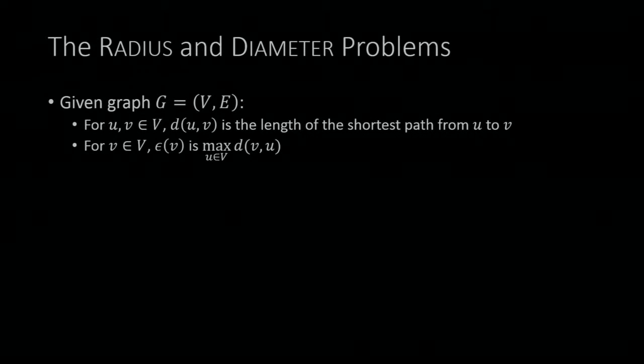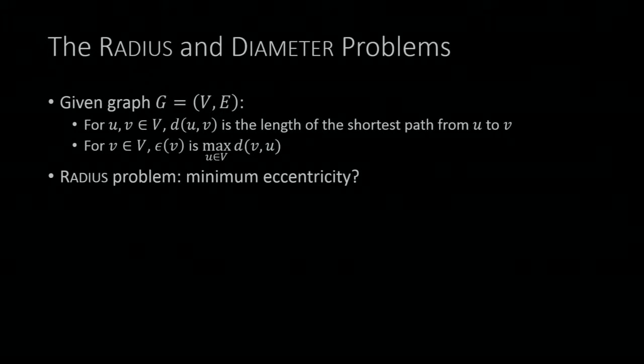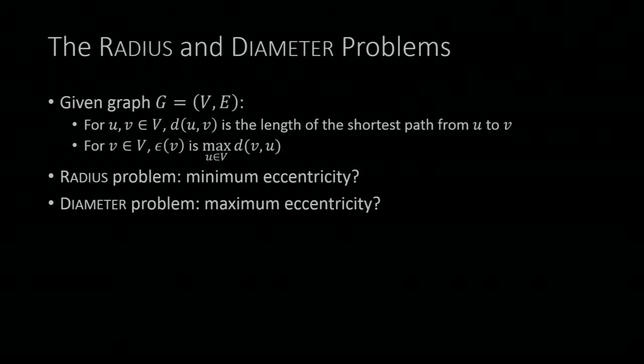All right, so radius and diameter. Some quick definitions to begin. Suppose we have a graph, G equals (V, E), and we'll define the distance between two nodes u and v to be the length of the shortest path from u to v. And we'll define the eccentricity of a node, denoted e of v, as the maximum distance from v to any other node. The radius problem just asks, what's the minimum eccentricity of any node inside the entire graph? That node is called the center, so it says which node can reach all the nodes quickly, and how long does it take to reach every other node from the center. And the diameter problem is just the maximum eccentricity, but it's really just the longest shortest path in the graph.